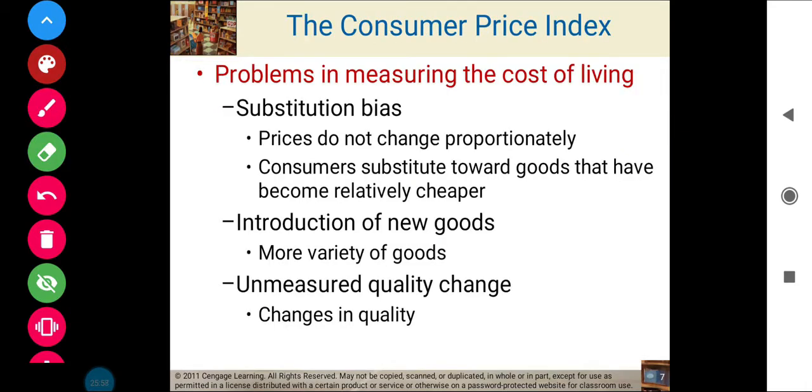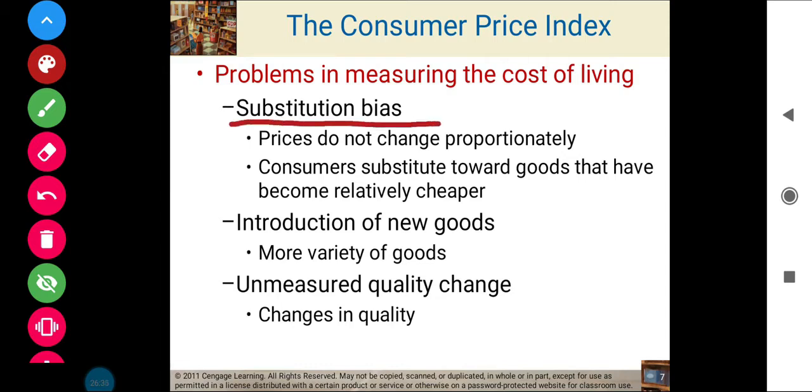After we calculate the consumer price index to get the inflation rate, now we look at the problems in measuring the cost of living. Even though the CPI can measure the cost of living, it's not a perfect indicator. This index also has 3 problems. The first one is substitution bias.